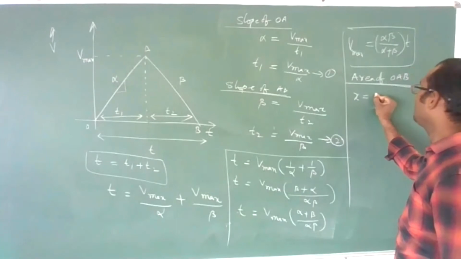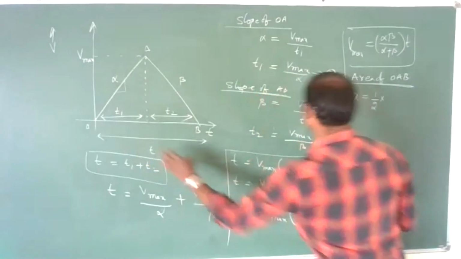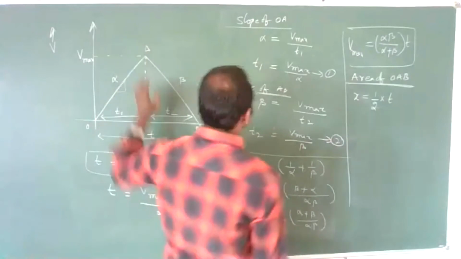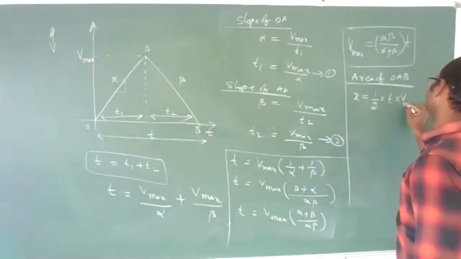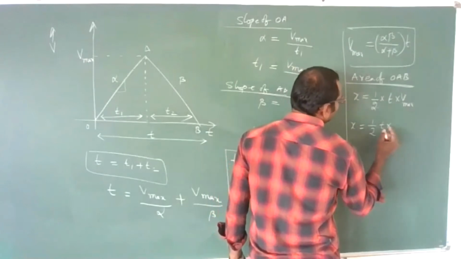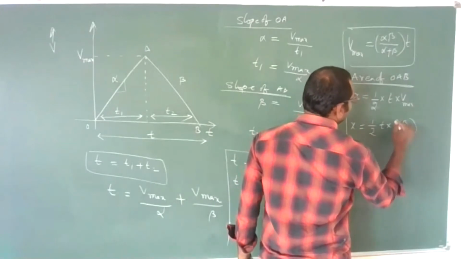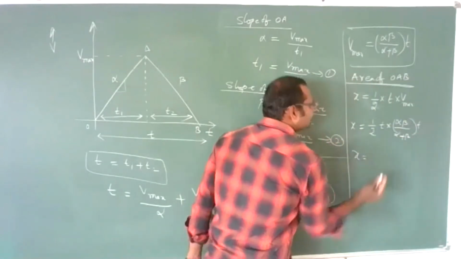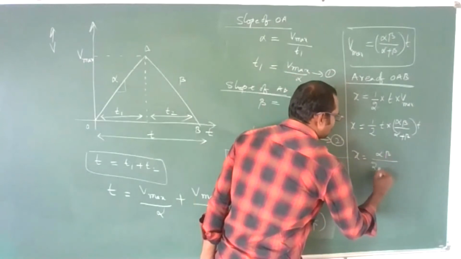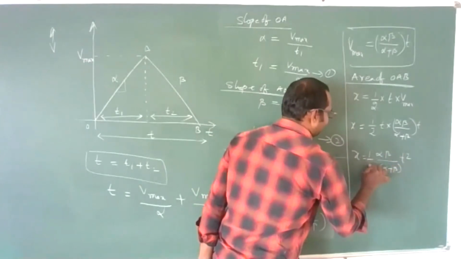Now it will give you half into base. Base how much is? O to B is the base, O to B is T, into height how much? V max. Already we know V max. Half into T into V max, alpha beta by alpha plus beta into T. That means how much distance it will cover is alpha beta by 2 times of alpha plus beta into T square. Or you can write half.